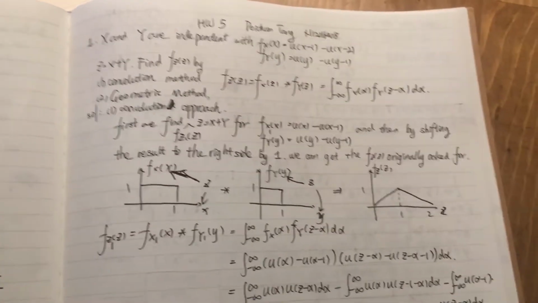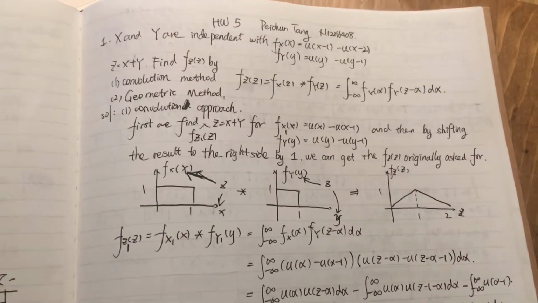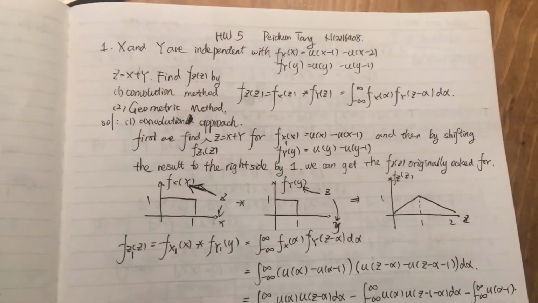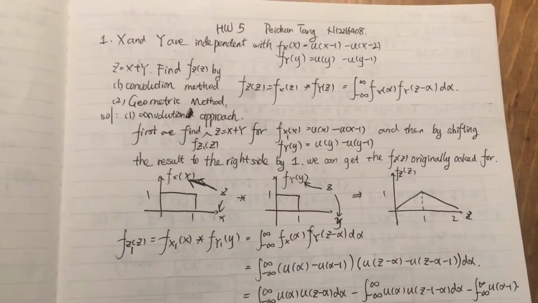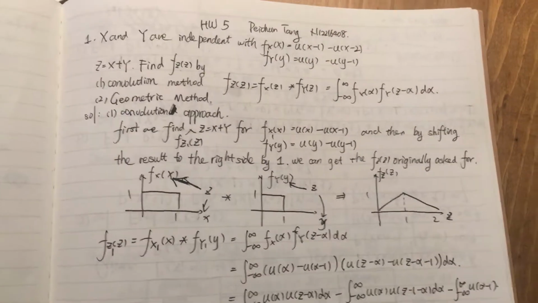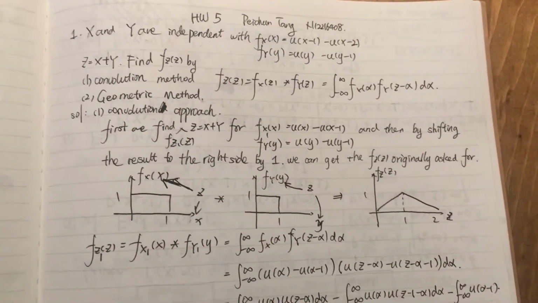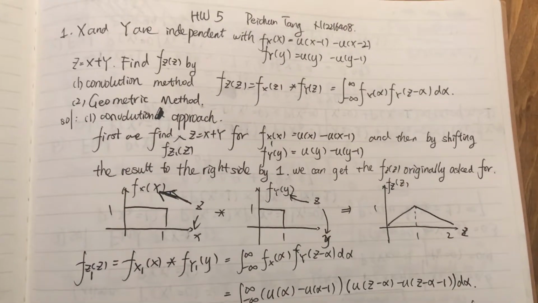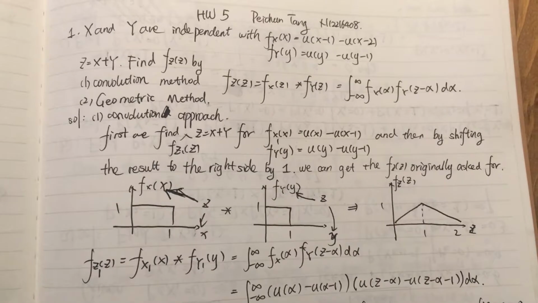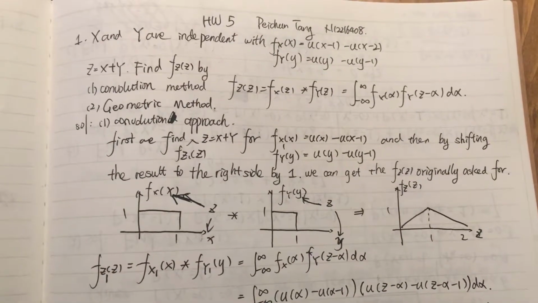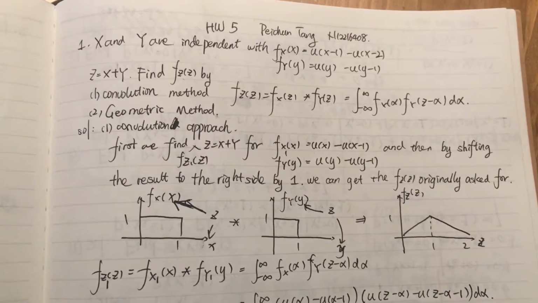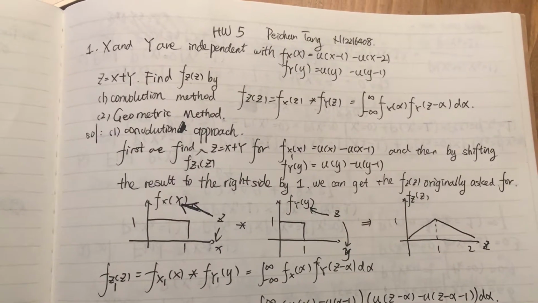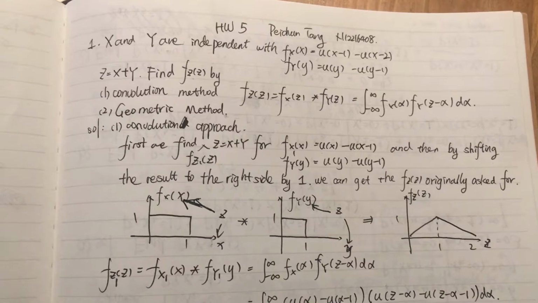This is the video record for probability and stochastic process homework 5, question number 1. The problem setting is that we are given two independent variables x and y with probability density functions f_X(x) = u(x - 1) - u(x - 2), and f_Y(y) = u(y) - u(y - 1).